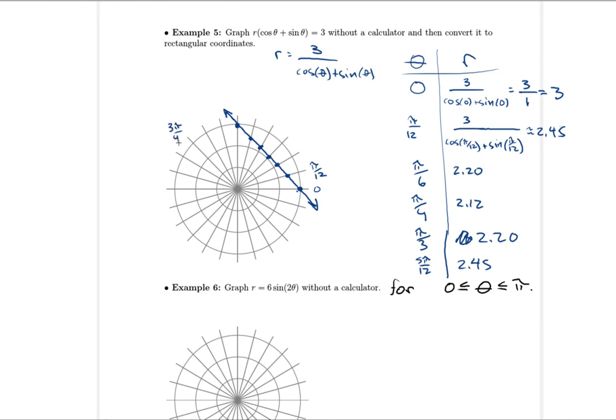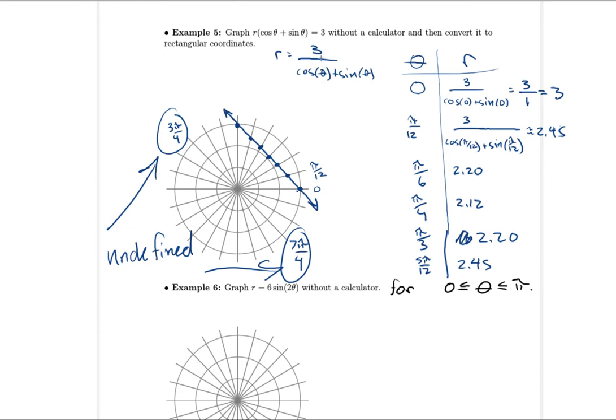And then it also turns out that 7 pi over 4, both of these are undefined. Now, if you plug in the cosine of 3 pi over 4, you of course get negative root 2 over 2. But if you plug in the sine of 3 pi over 4, you get positive root 2 over 2, so that's going to give you a 0 in the denominator.